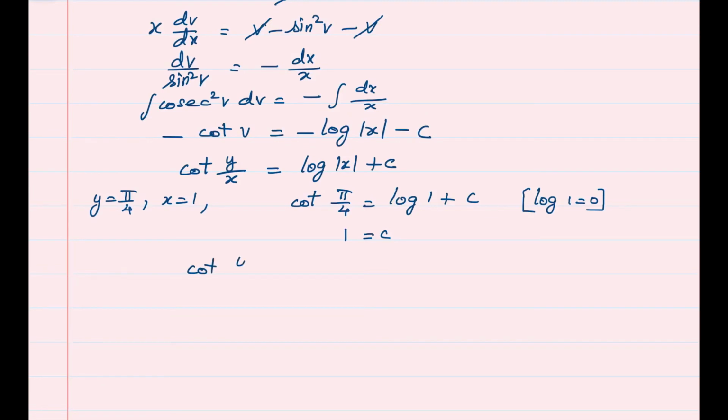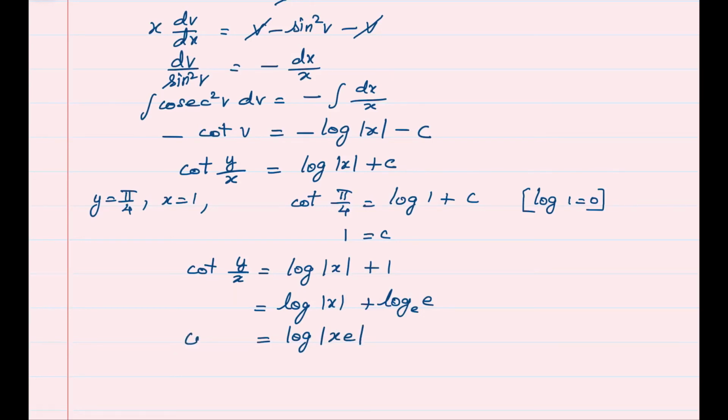Let us write the particular solution. cot of y by x is equal to log of absolute value of x plus 1. We can write 1 as log e to the base e. We will combine these two. log of absolute value of xe equal to cot of y by x.